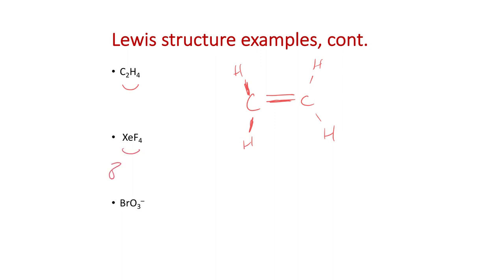XeF4, 8 plus 4 times 7, 36 electrons. So central xenon, 4 fluorines, single bonded, lone pairs in the Fs.